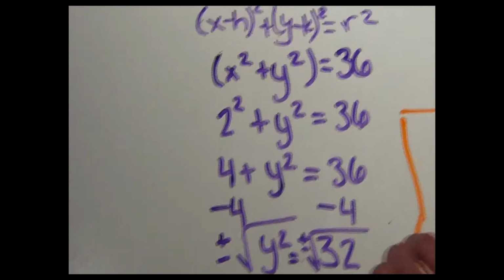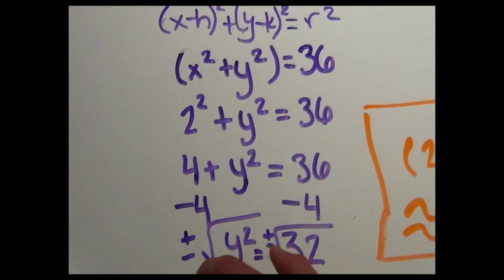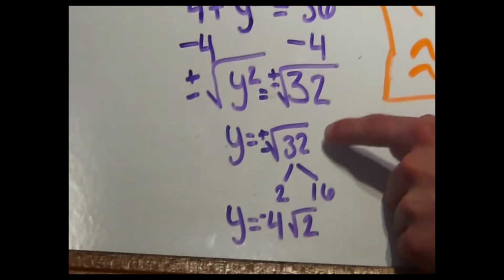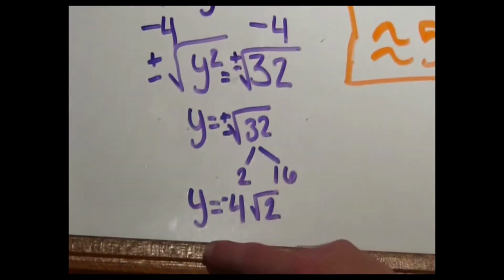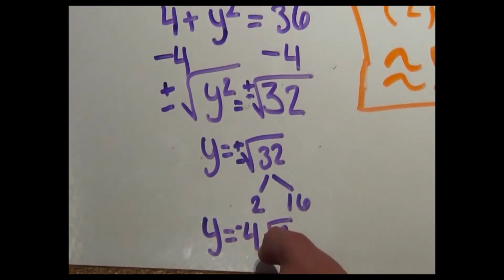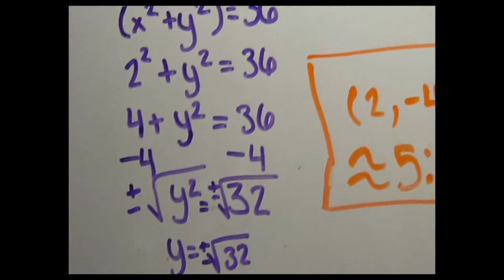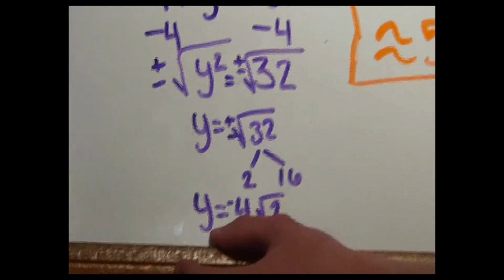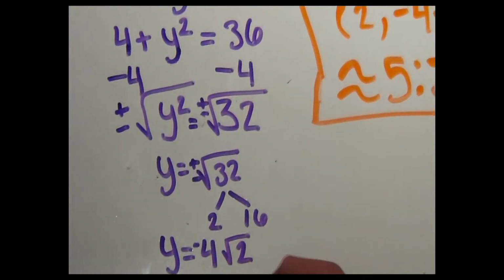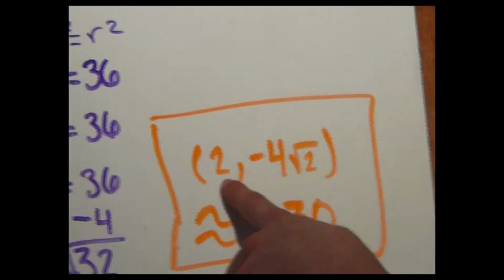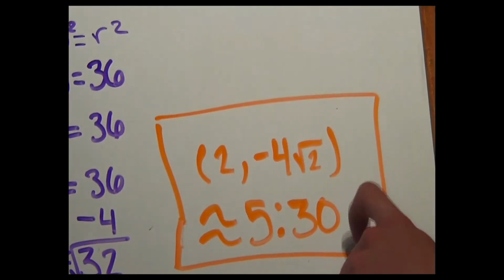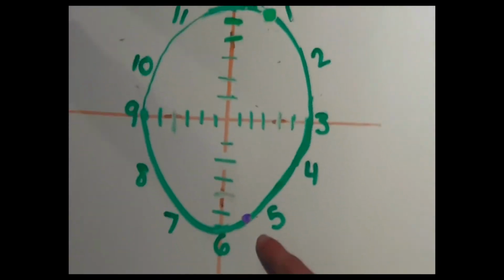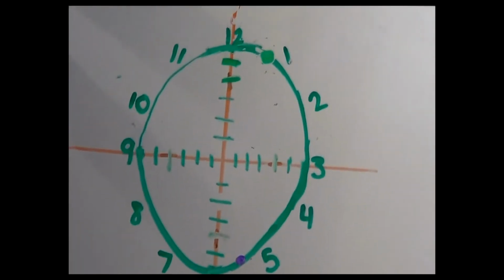We subtract 4, and we have y squared equals 32. And then we're going to square root that to get y equals plus or minus the square root of 32. And then that can be simplified, and y equals plus or minus 4 square root 2. And since we know it's in quadrant 4, that y has to be negative, so it's y equals negative 4 square root 2. And so the point is going to be 2 comma negative 4 square root 2. And then if we go to the clock, we realize that that should be approximately 5:30 because it lies somewhere in between the 6 and the 5.